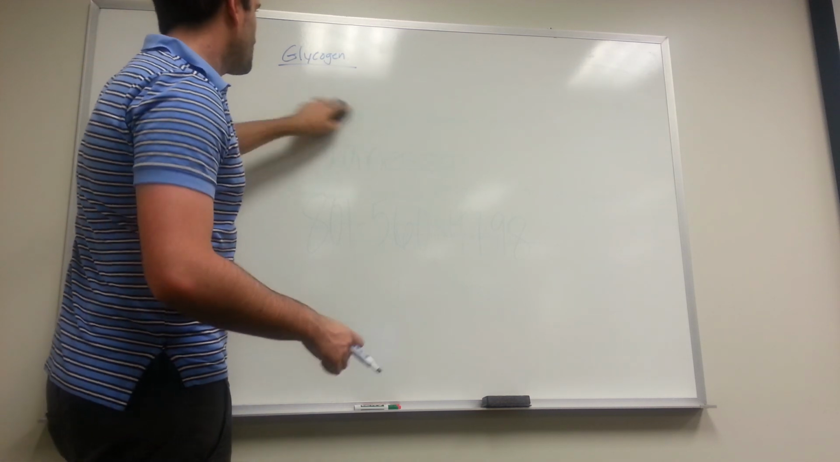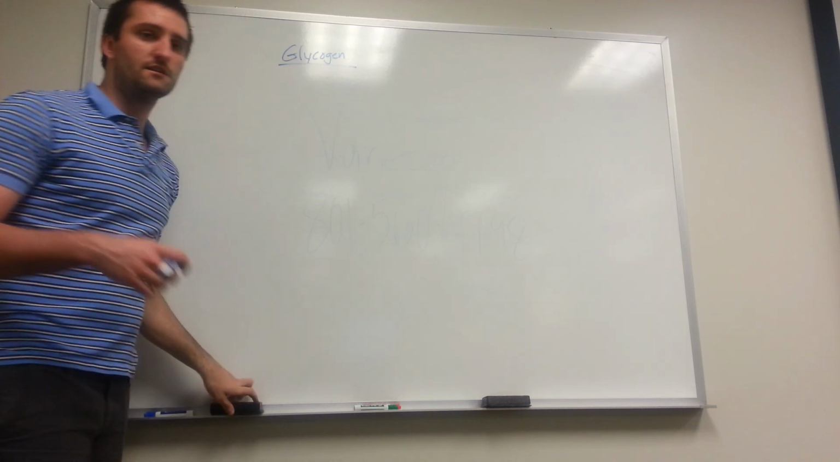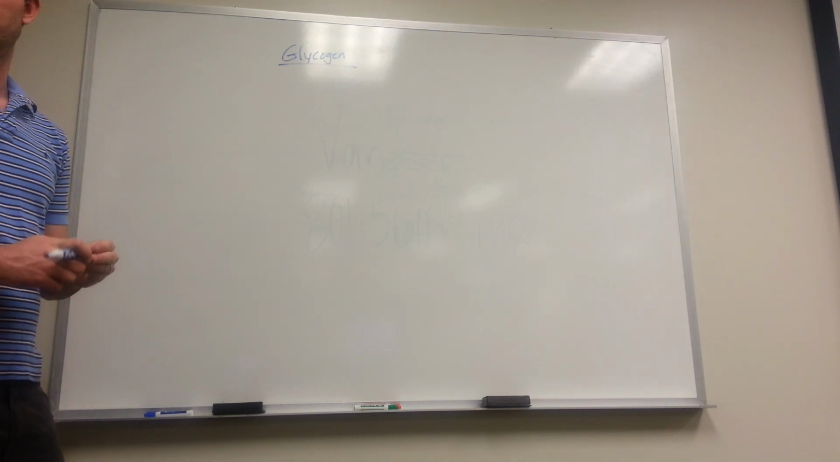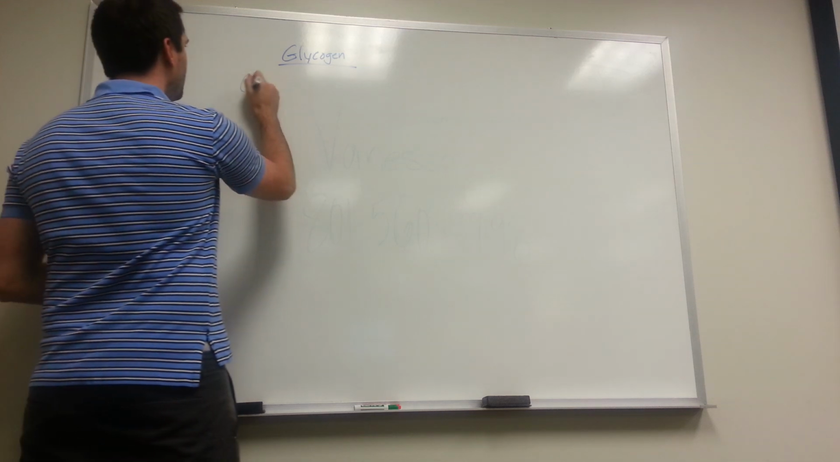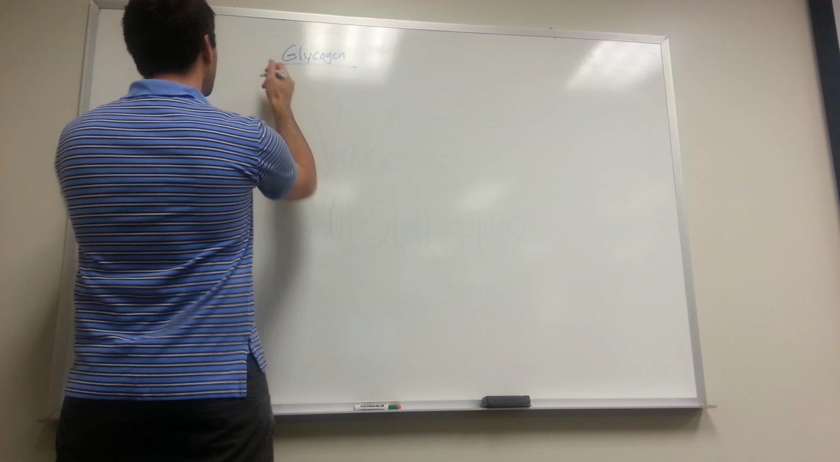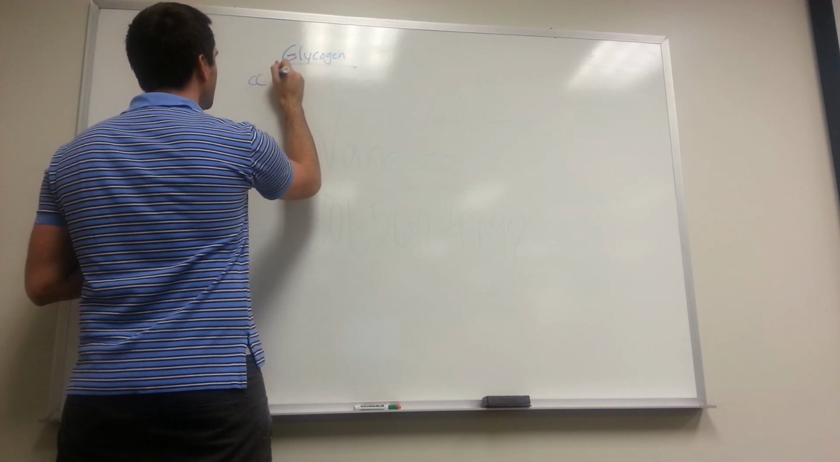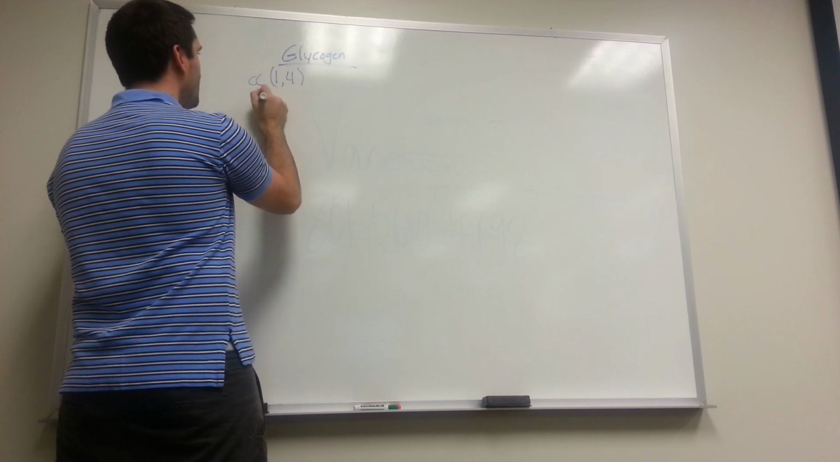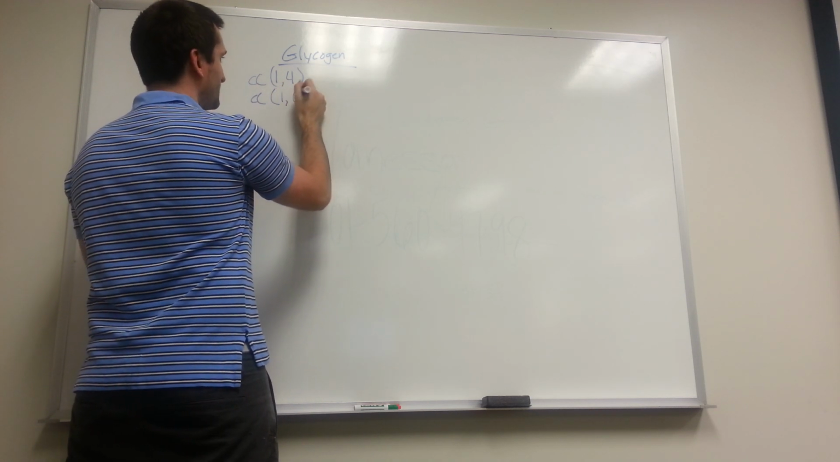All right, so let's talk about the structure of glycogen. There are going to be two different kinds of bonds. So the first one is going to be an alpha 1,4 bond, and then we're also going to have alpha 1,6 bonds.